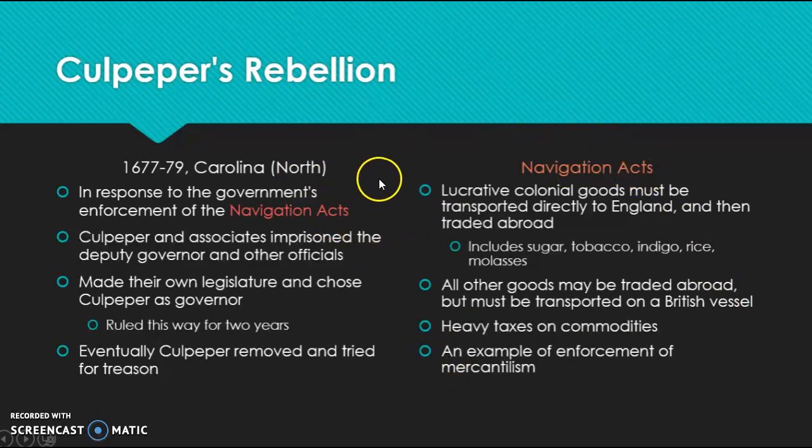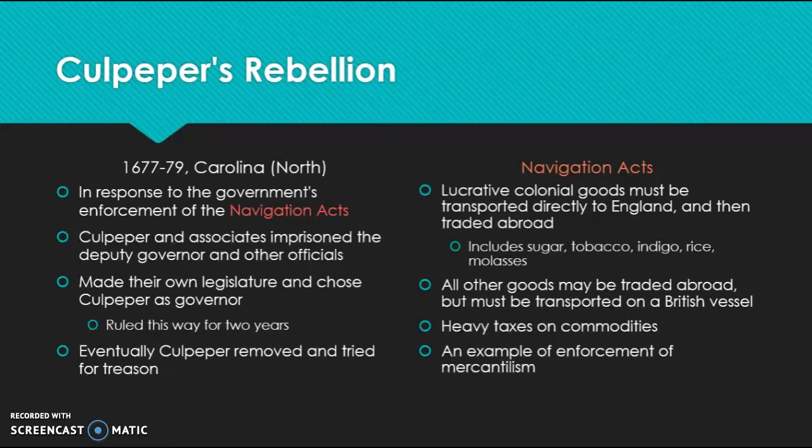The colonists and especially merchants did not like those. So we have Culpeper, and he and his associates went and imprisoned the deputy governor and some other officials. In response to this, they didn't like it. They made their own legislature. They chose Culpeper, the guy who led this rebellion, as the new governor, and they ruled that way for 2 whole years, which is kind of shocking.